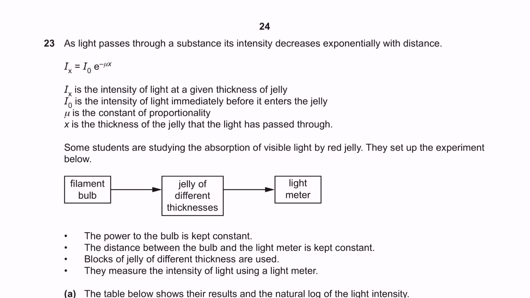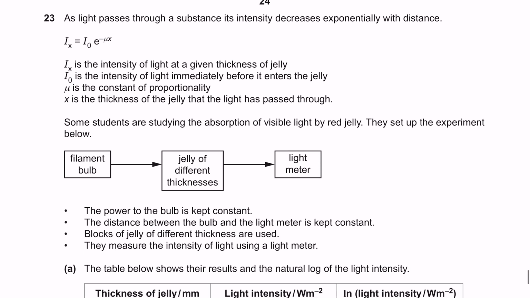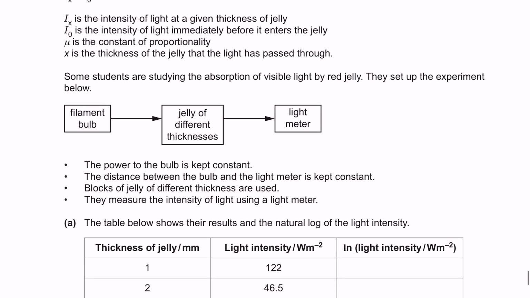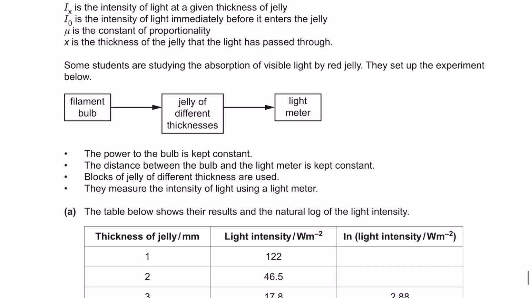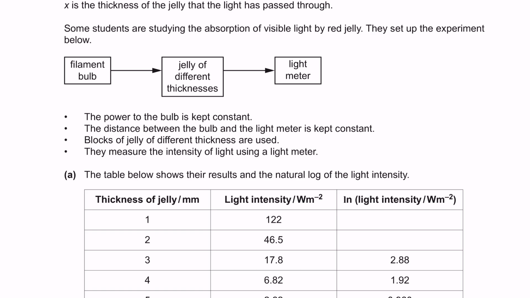It says, as the light passes through a substance, its intensity decreases exponentially with distance. And we've been given a bunch of terms which we already know. And some students are studying the absorption of visible light by red jelly. Interesting, okay. They set up the experiment below, and we have a filament bulb, jelly of different thickness, and the light meter.